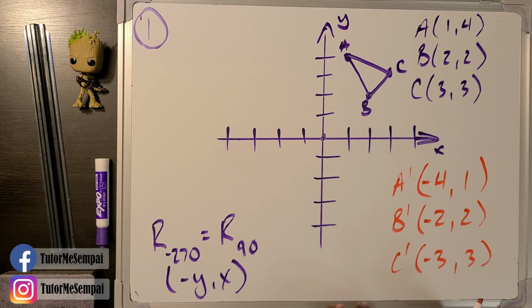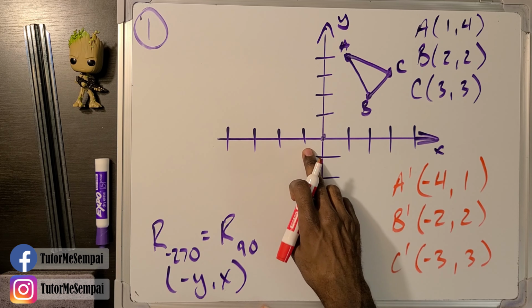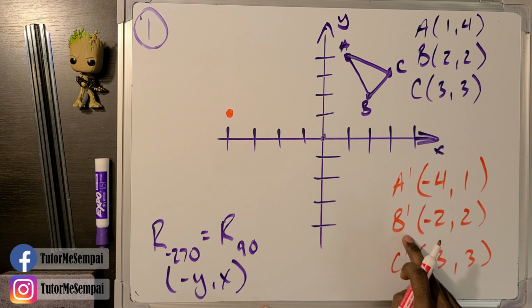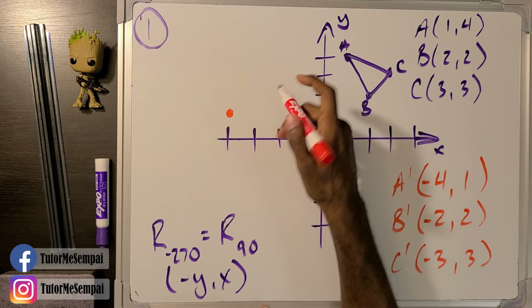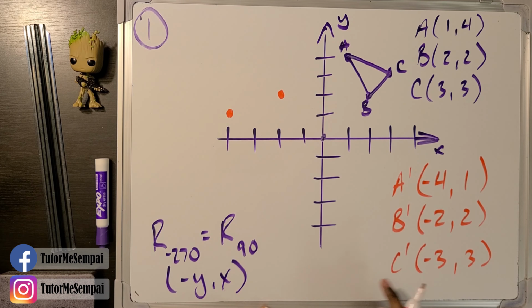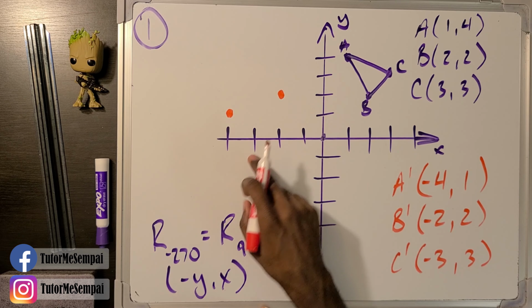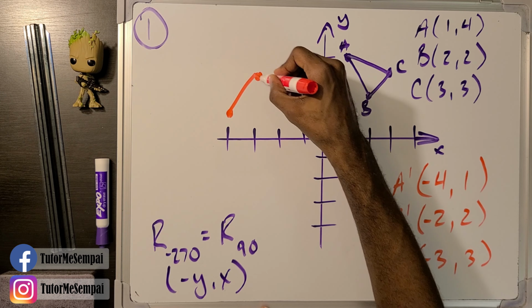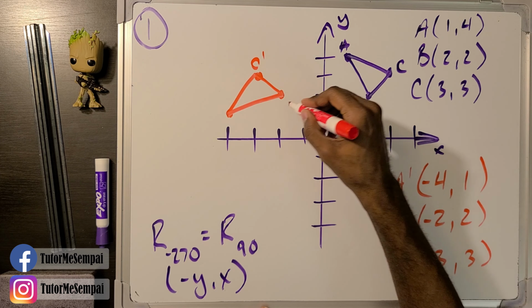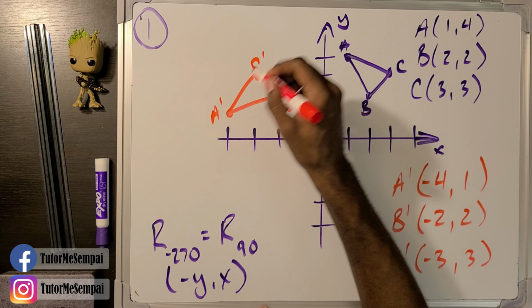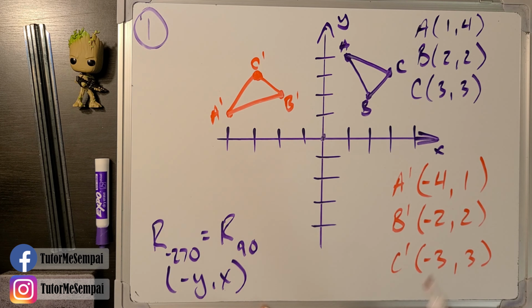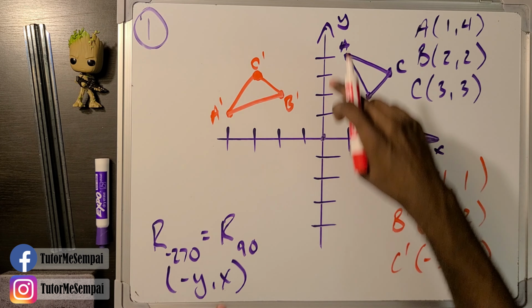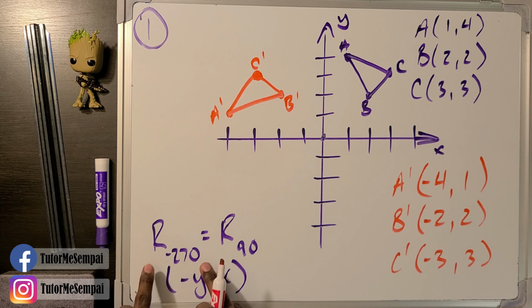So now that we have our 3 points, let's graph them. So A prime is going to be 1, 2, 3, 4. So negative 4, 1. So that's right here. B prime is going to be negative 2, 2. So that's going to be right here. And then C prime is going to be 1, 2, 3, 1, 2, 3 up here. So if we connect all these dots, this was C prime, this was B prime, and this was A prime, right? We get this figure here. Now, we're rotating this way if you do the 90 degrees, or we're rotating all the way this way if you're doing the negative 270.